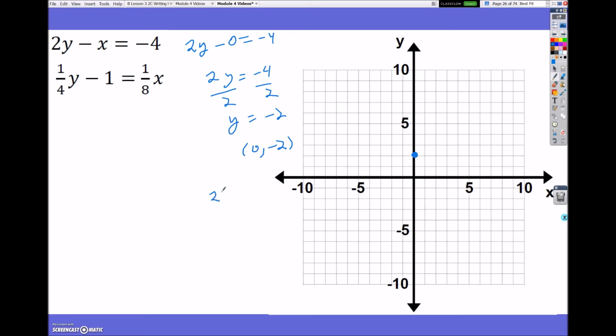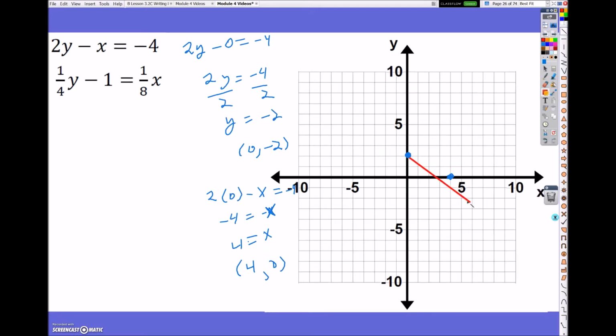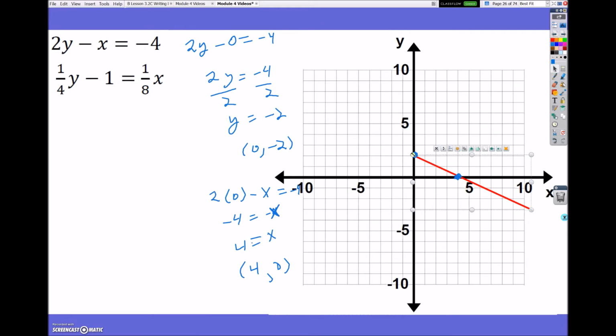Second thing, I'll have 2 times 0 minus x is equal to -4, which will give me -4 is equal to -x, which means 4 will equal x. So that means when I have 0 in for my y value, my x value is 4. So that would be right here. Now that I have the two values, I can just go ahead and connect the dots. And this is my equation of my first line.